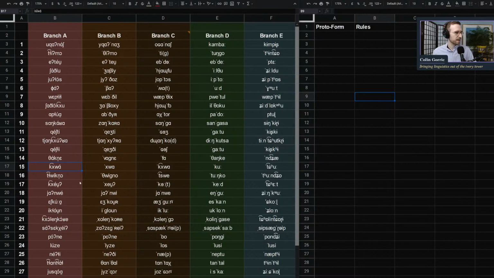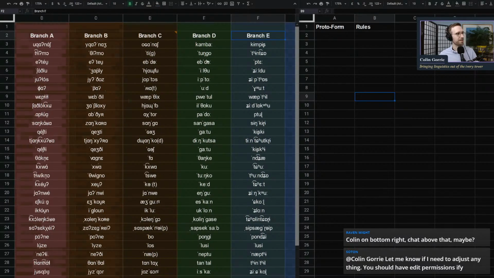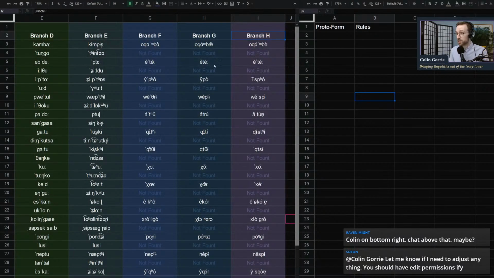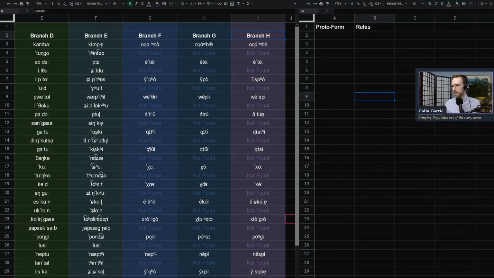Okay, so the way it's set up, we have 30 cognate sets going down top to bottom, and we have, oh my goodness, 8 branches going left to right. Let's see, above the chat maybe? Where does the chat go up to? That's the question. Maybe there? Chat box. Yeah, maybe there. Okay, cool. So we have 8 branches, so we're actually going to need a lot more space for rules.